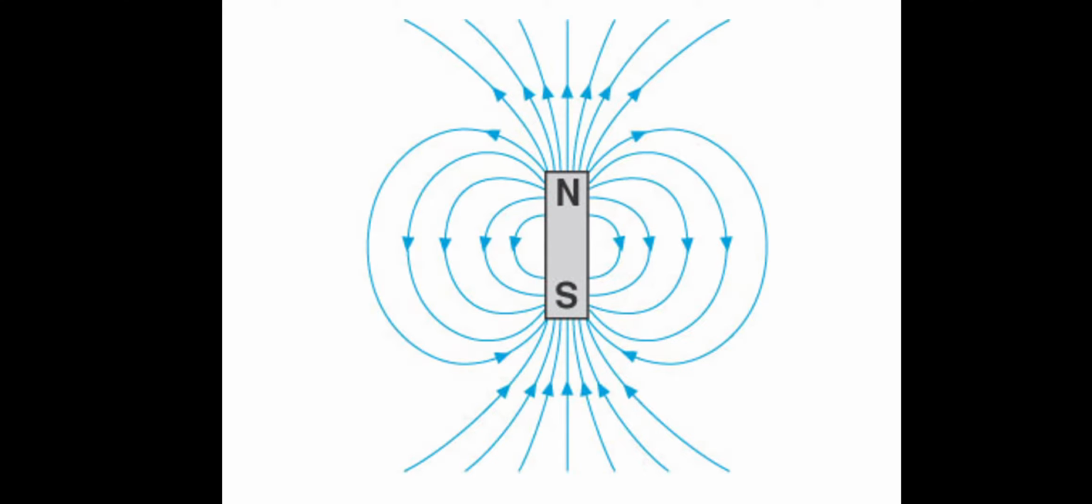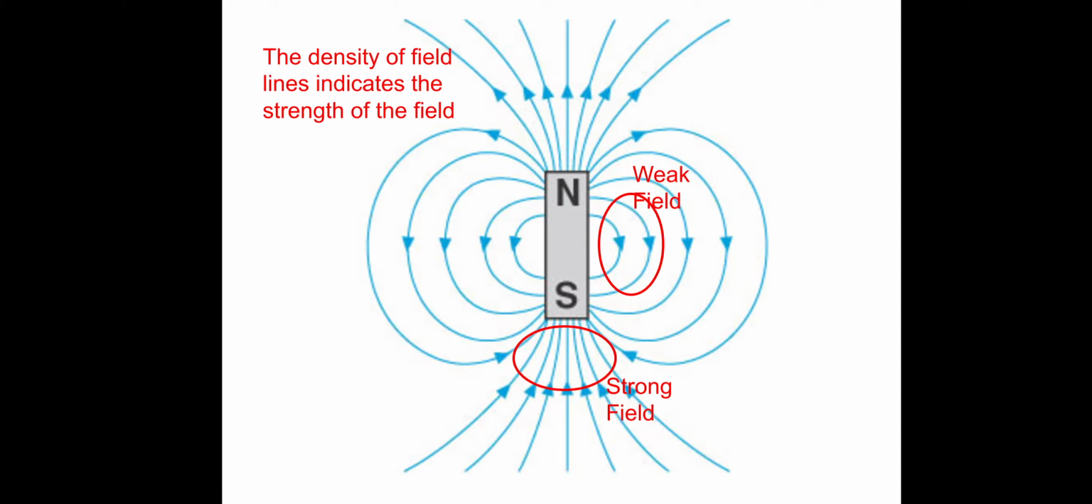Here's a simple bar magnet with an illustration of what the magnetic field might look like around it. You'll notice that none of the field lines touch each other and that they all go from north to south. So the density of the field lines indicates the strength of the field in that certain position. So comparatively, we've got a weak field, and at the poles of the magnet, obviously a stronger field. As you can see, there's more flux or more field lines in that region. So it has a greater flux density or magnetic field strength.